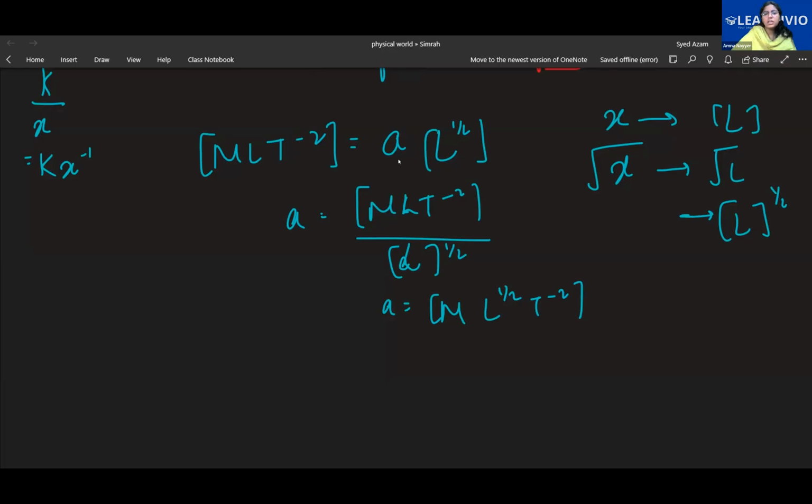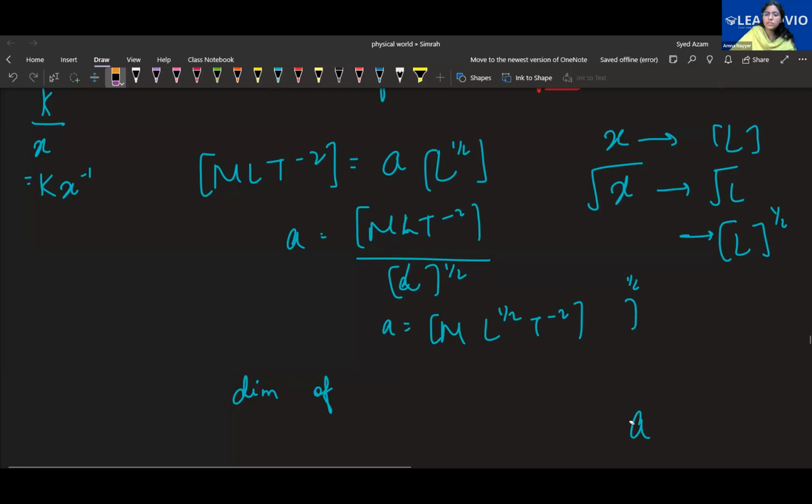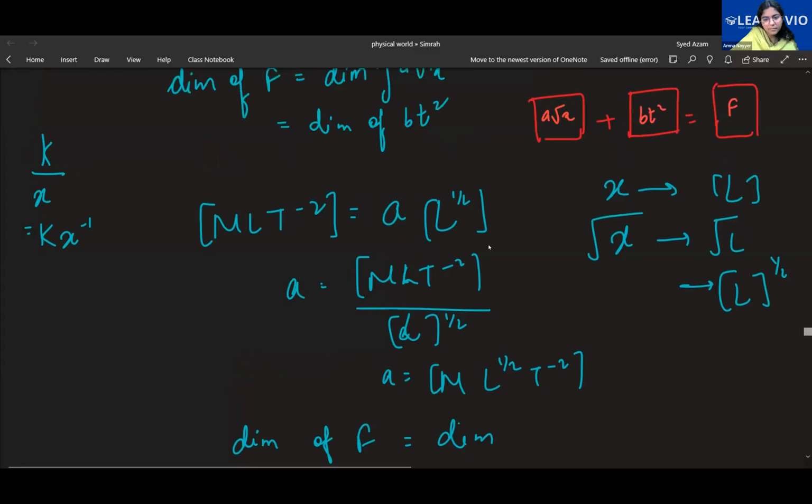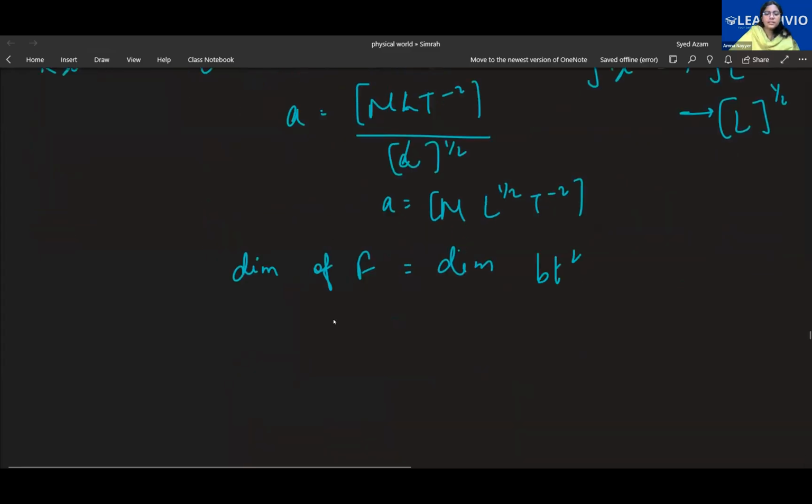A root x we know. So it's better to directly write force. You can use A, meaning this dimension multiplied by L to the power half, that is A root x, and then you can equate it with bt squared also. That is also fine because all three are equal. But we know force, so it's better to say force is equal to dimensions of, what's it given, bt squared or b by t? Bt squared. So force is MLT to the power minus 2.